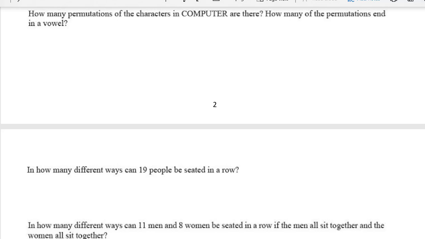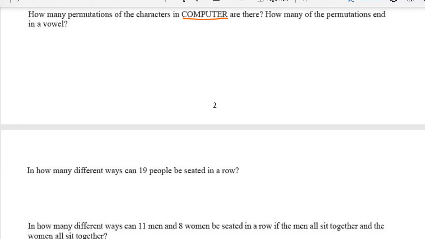How many permutations of the characters in "computer" are there? And how many of the permutations end with a vowel? So here we have 2 questions. First we have "computer." I look at it and see, is there any letter that repeats? I don't see any repetition of any letter, so we have 8 factorial ways. So 8 factorial ways we can rearrange "computer." The word can be R first, and then E, and then T, and so on and so forth. And that's the first question.